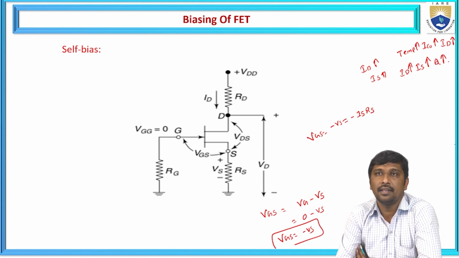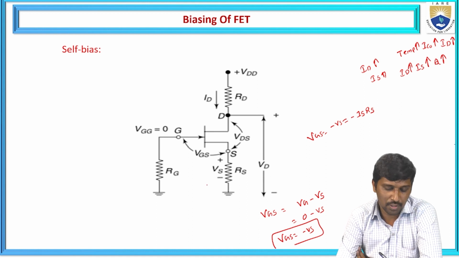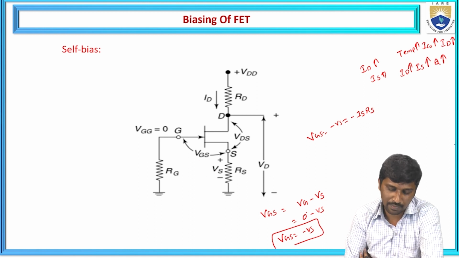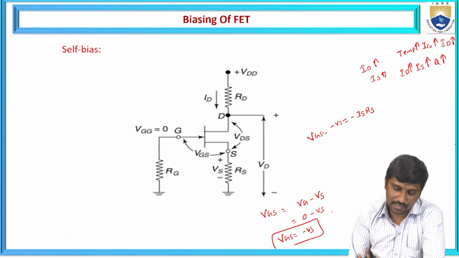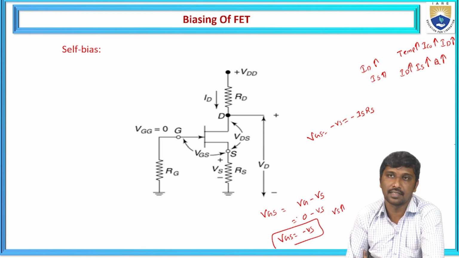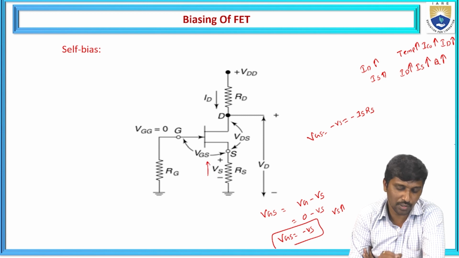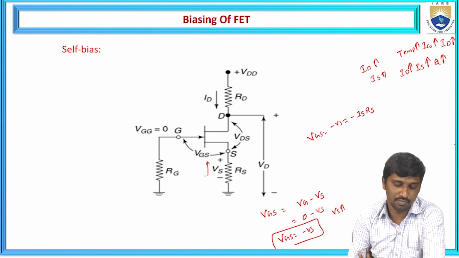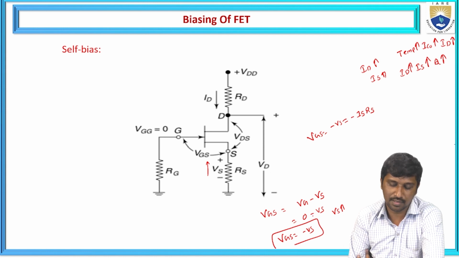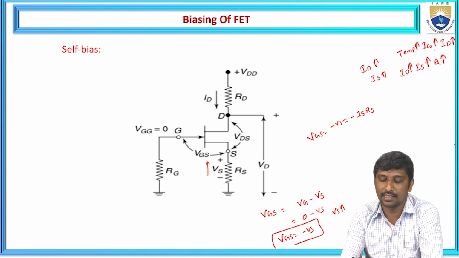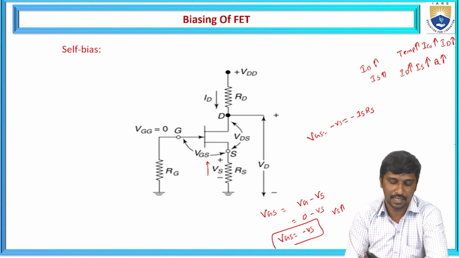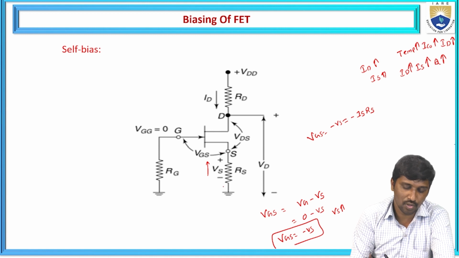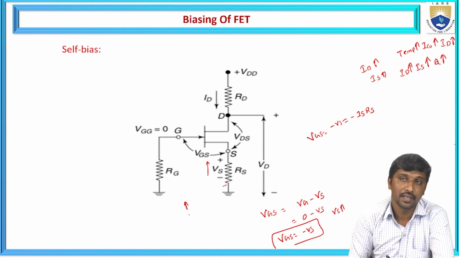So hence, to maintain a proper Q point, now we are going to use the self-bias concept. Under this case, what happens? If Is changes, this voltage drop Vs also changes. Vs changes to more negative. Previously it was some voltage, but due to the increase of temperature and the increase of drain current, it also affects the source current. And due to this increase of source current, the voltage drop across this Rs also changes.